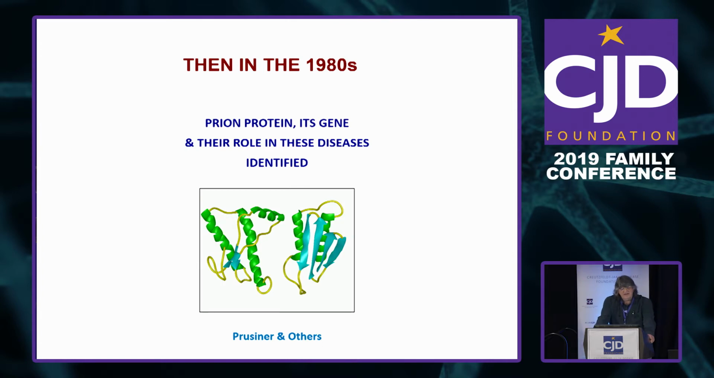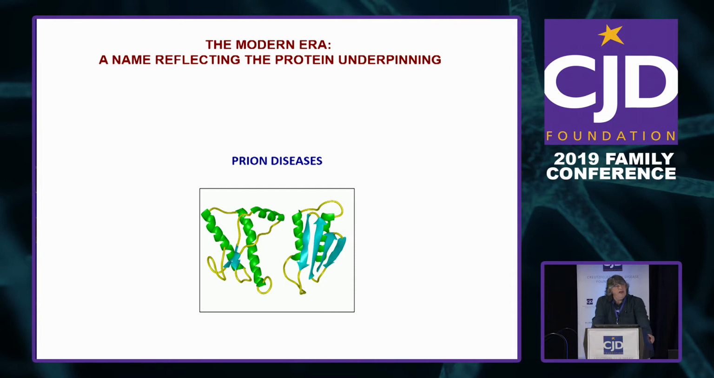Then in the 1980s, through the work of Stanley Prusiner and others, the prion protein, its gene, and their role in these diseases was identified. And people started to use names reflecting the underlying disease mechanism, hence prion diseases.